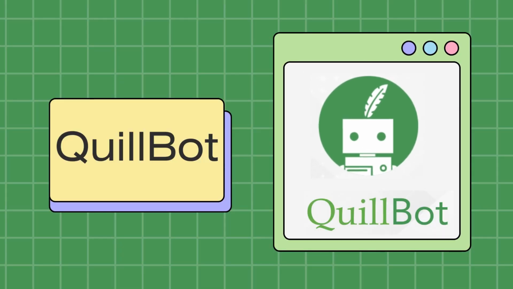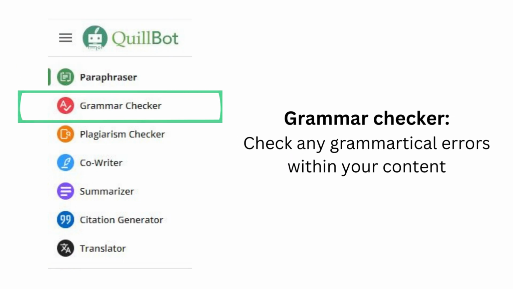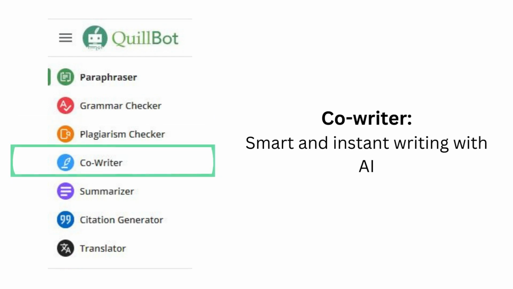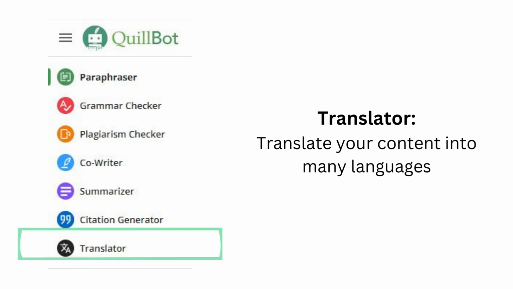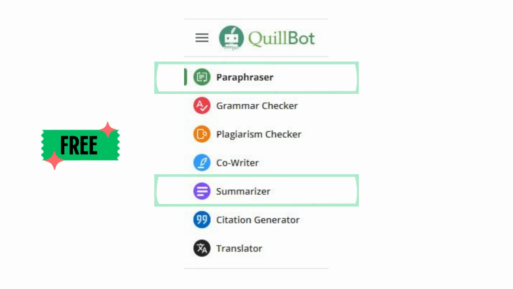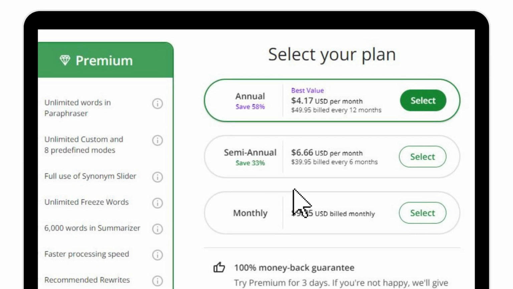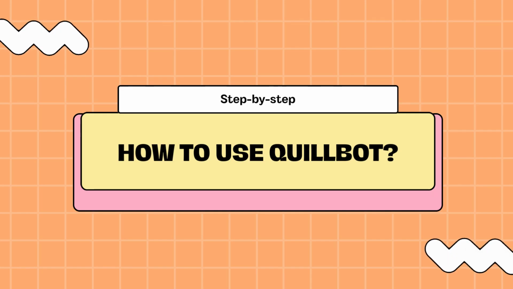Quillbot is a great online tool that uses artificial intelligence technology to help users improve their writing skills. Quillbot has a paraphraser, which means you can rephrase any given content, a grammar checker to check grammatical errors, a plagiarism checker to check any plagiarized content, a co-writer for smart and instant writing, a summarizer, a citation generator, and a translator. The paraphraser and summarizer are free to use while other features are in the premium version. The premium version has 3 plans, the annual one for $49, the semi-annual one for $39, and monthly one for $9.